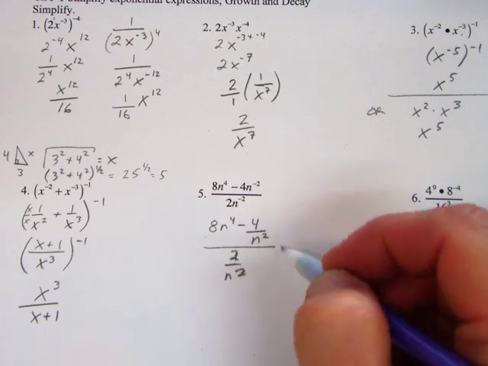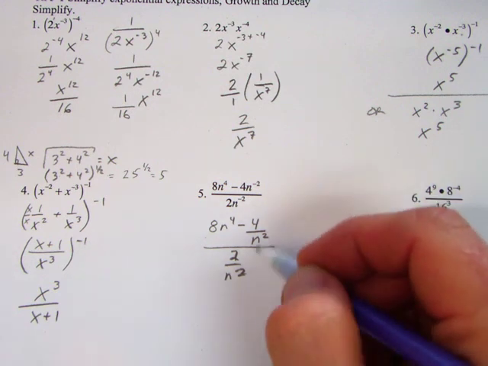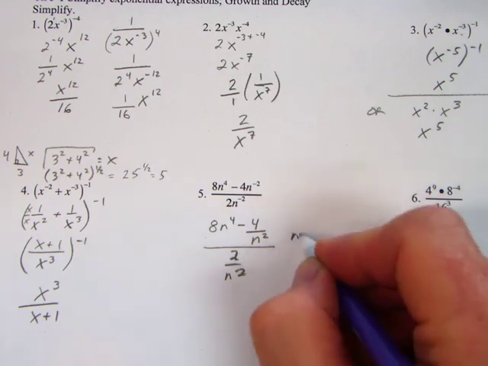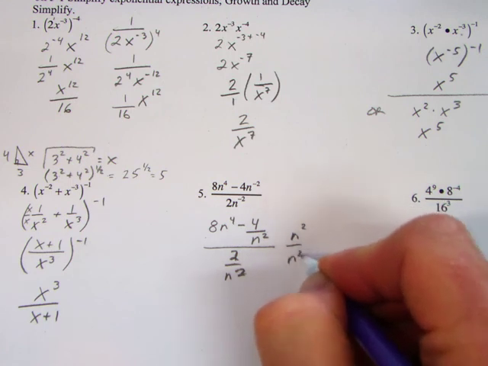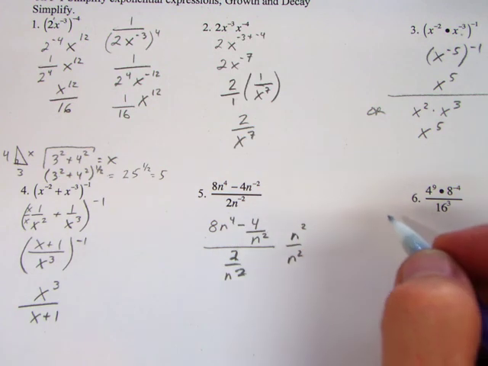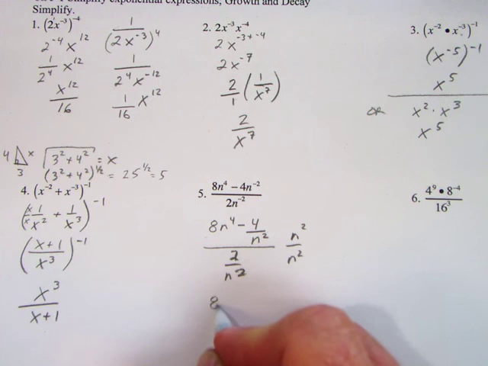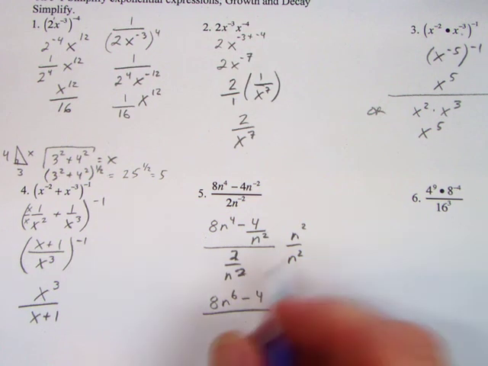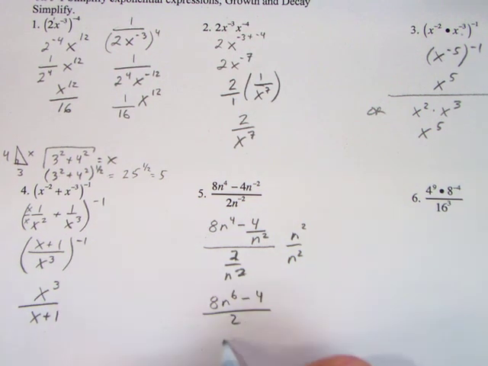So now what we're going to do, there's a couple ways we can go about this. When I see a multi-layer fraction like this, what I want to do is clear all the fractions, just like when we're solving equations. So I'm going to multiply the top and the bottom by n squared, which is the least common denominator of every single denominator, every single fraction that's in this problem. When I do that, I get 8n to the 6 minus 4 divided by 2. And now this 2 must be distributed to both of those, and we get 4n to the 6 minus 2.